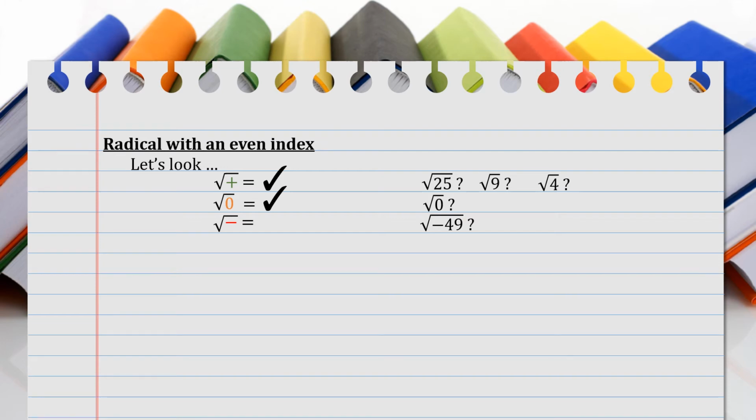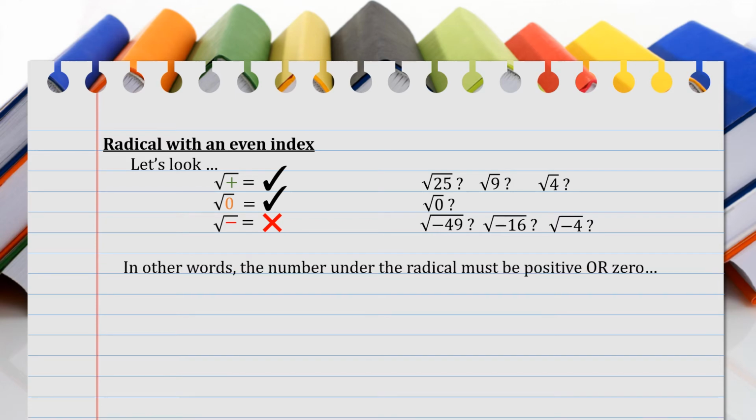Is that possible? Well, what about the square root of -16? Is that possible? Well, maybe the square root of -4? No, it turns out that is not possible. It's not a real value. Any number times itself cannot produce a negative number. So, in other words, the number under the radical must be positive or 0. It cannot be negative. So how do we go about finding the domain when a radical is involved?